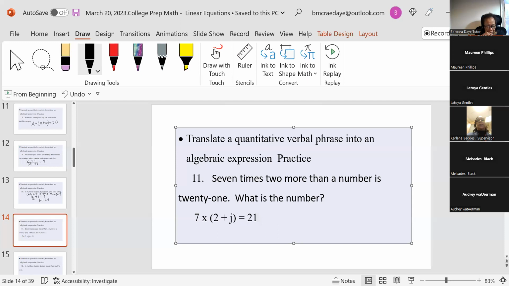J will be 21. What is J equal to? 7. 3. Stop guessing. Solve it.